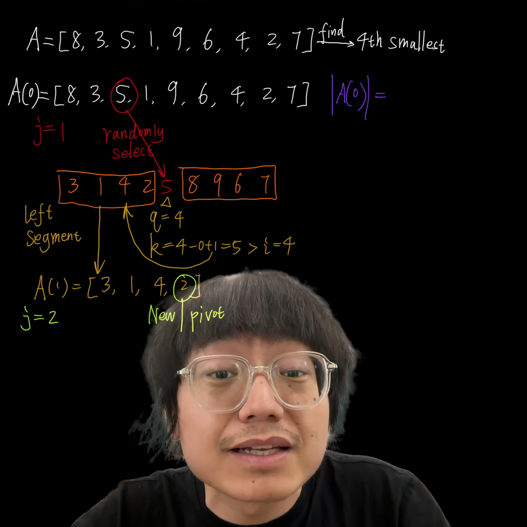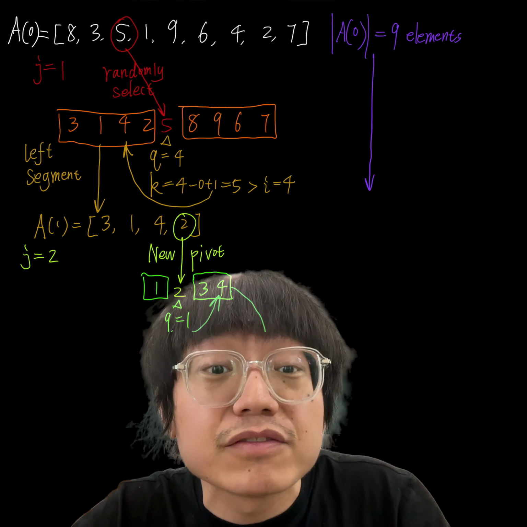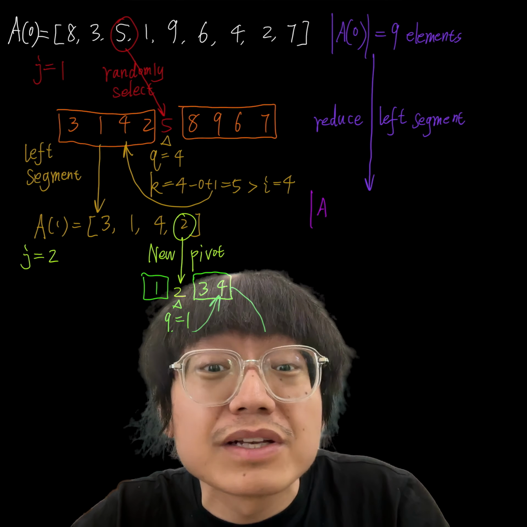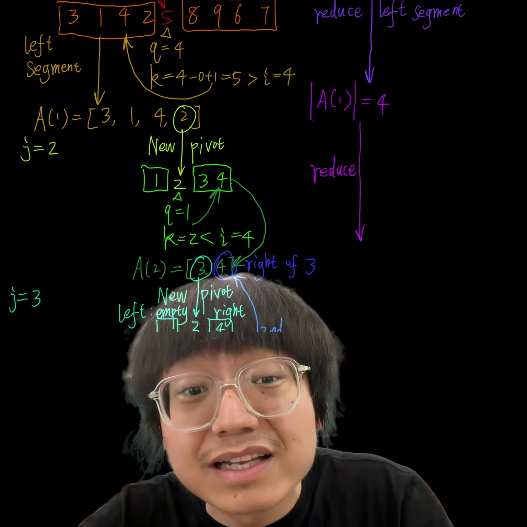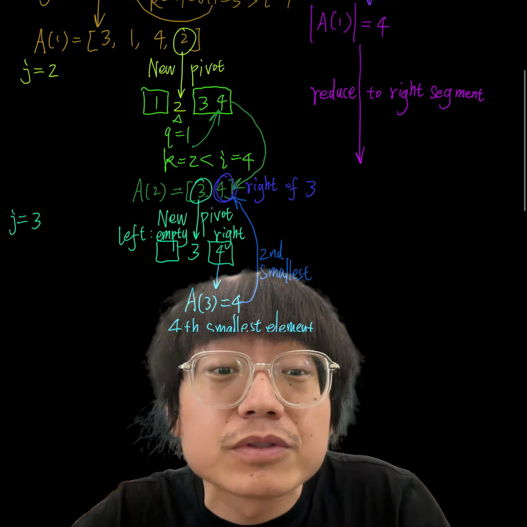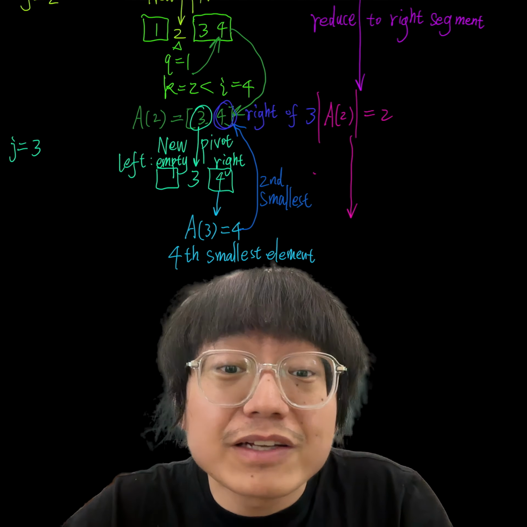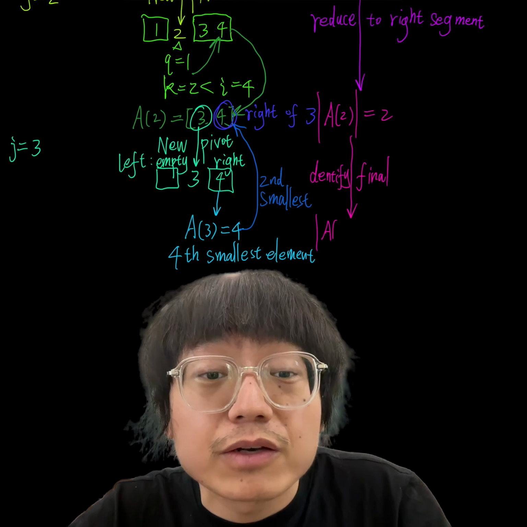And then let's try to analyze this sequence. First, all the elements are contained in A of 0, which contains 9 elements, and then it reduces to the left segment, where the absolute value of A1 is 4, and then we further reduce to the right segment. So the absolute value of A2 is 2, and finally we identify it, A of 3, where the absolute value is 1.